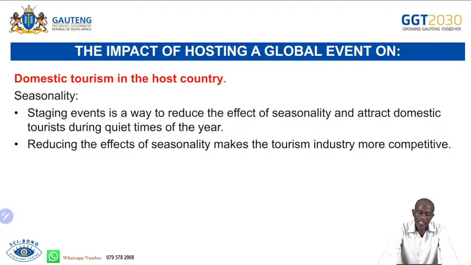The impact of hosting a global event on domestic tourism in the host country continues, and it also has an impact on seasonality, meaning that staging events is a way to reduce the effect of seasonality and attract domestic tourists during quiet times of the year. So certain events are hosted during the time which, in our everyday language, we refer to as off-season. So events held in an off-season can reduce the impact of seasonality and attract domestic tourists during those times where we encounter few tourists.